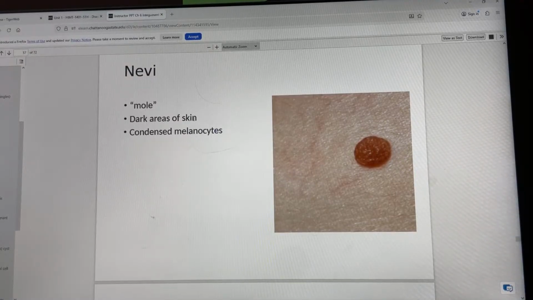You can be born with them, so it doesn't really have anything to do with sun exposure necessarily. Like I've had this my whole life. I mean, you can also develop moles later with sun exposure, but they're not necessarily. It's just an area of condensed melanocytes. You have just a bunch of melanin in one spot. That's all it is.